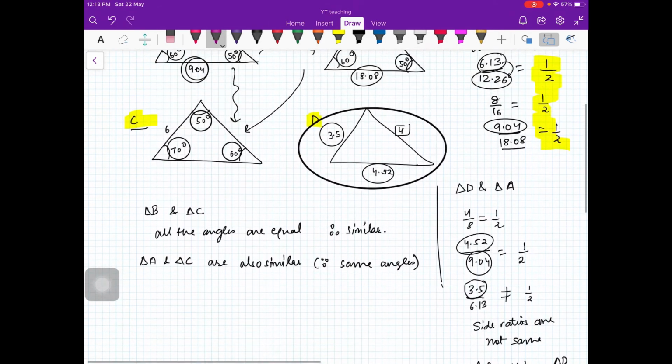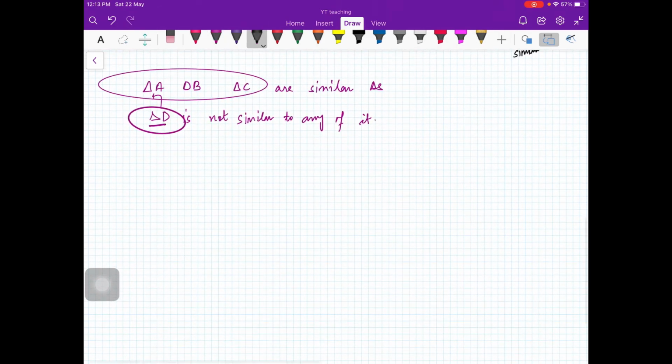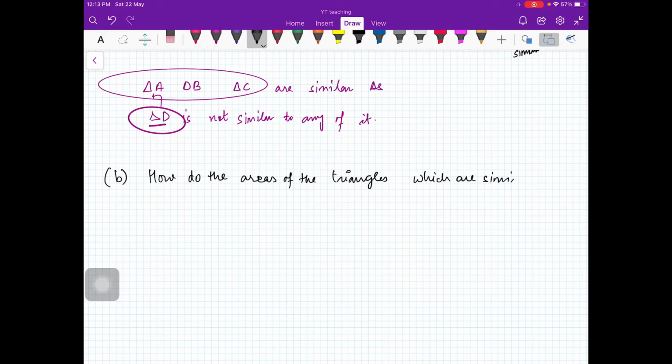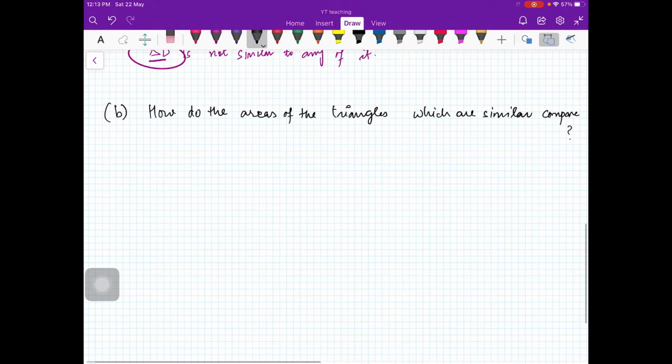Okay, yeah. So now we have another part of the question which says, how do the areas of the triangles which are similar compare? So you have to tell us that, in case of similar triangles, how the areas are related. We had three similar triangles, A, B and C.